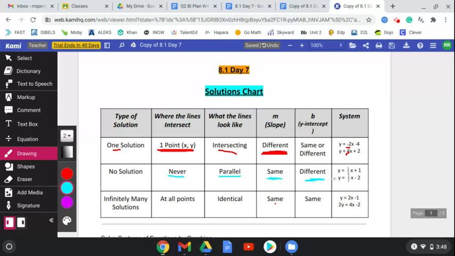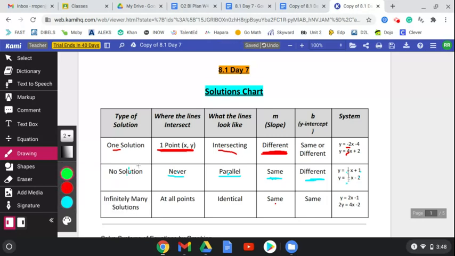They have different y-intercepts. So for example, y equals 1/2 x plus 1 and y equals 1/2 x plus 2. Notice how their slopes are both 1/2. Their slopes are both 1/2, but their y-intercepts are different. This one's 1, this one's 2. So if they have same slope, different y-intercept, no solution. If they're parallel lines, no solution. If they never cross, no solution.